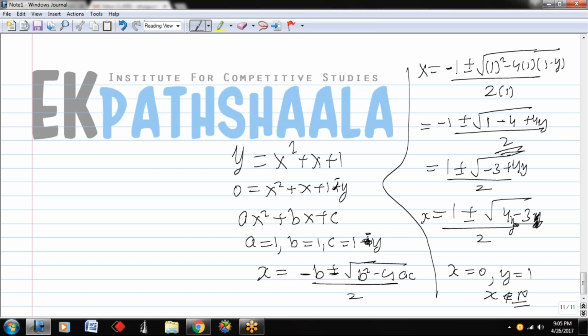Yes or no? I have put y as the smallest natural number, that is y equals 1, for which I am getting x equals 0, which is not a natural number. Therefore, for every value of y, we are not getting a natural number for x. Is that okay? Hence our condition is not true. Therefore, it is not an onto function. If it is not an onto function, therefore f inverse is not possible.